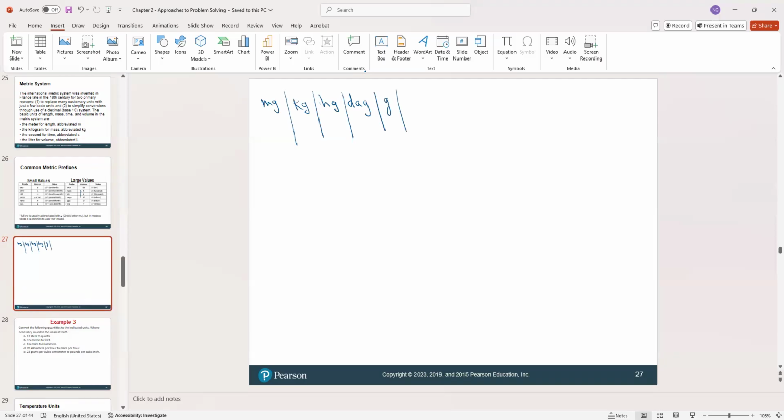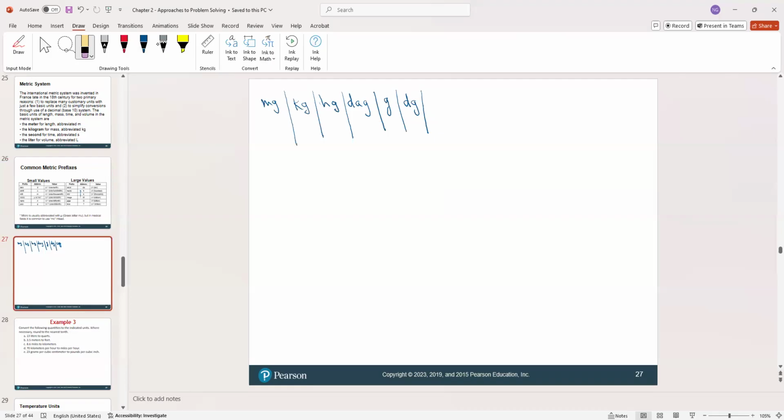After this one, we're going to have decigram, centigram, CG, because C is for centi, right? And we have milligram. So that's the most usable. I'm not going to use the other ones like microgram, nanogram, and picogram. So let's go with those basics.